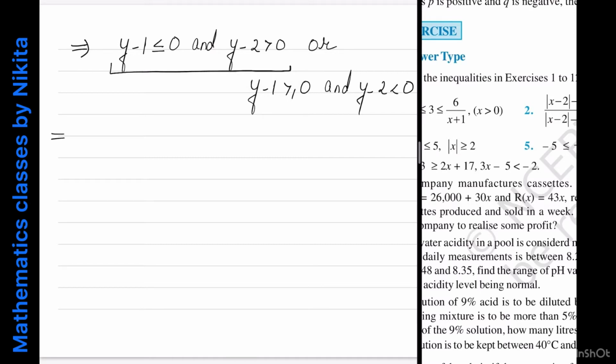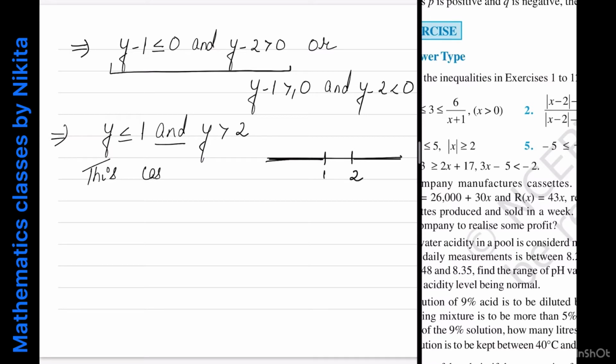So what you get from here, you get that y is less than or equal to 1 and your y is greater than 2. But is this possible? It is not possible because you cannot have any y which satisfies both, because and means intersection. So I cannot have something like, suppose this is your 1, this is your 2. I cannot have any real number such that it is greater than 2 as well as it is less than or equal to 1. So this case is not possible.